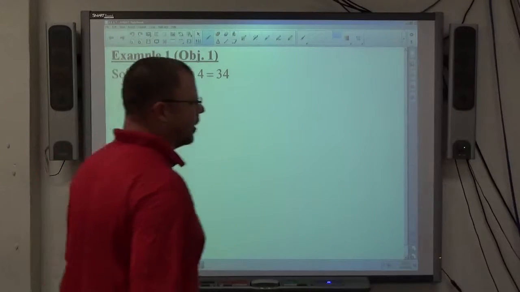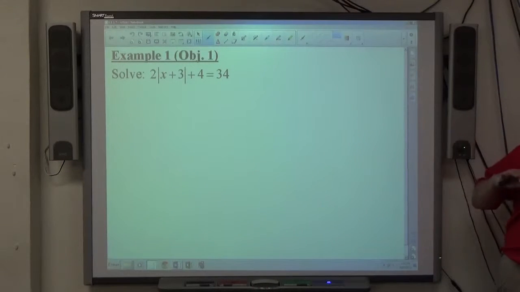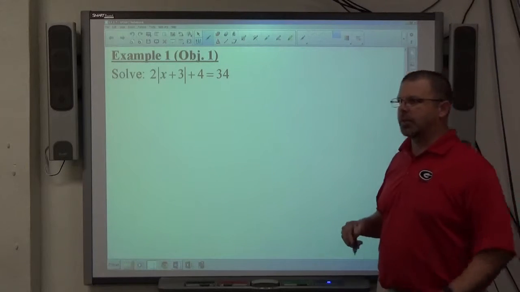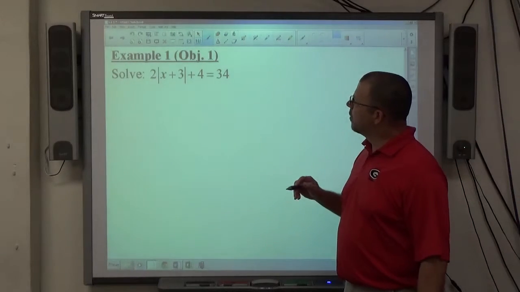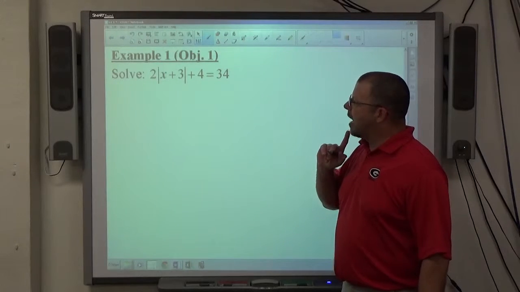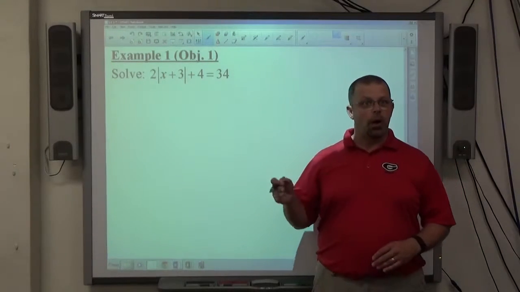All right, example 1. Again, this is the only example today that you've never seen before. Everything else you've seen before, but we're going to go through them anyway just to make sure you're still on board with how to do them. This is an absolute value equation. We've done absolute value inequalities, right?